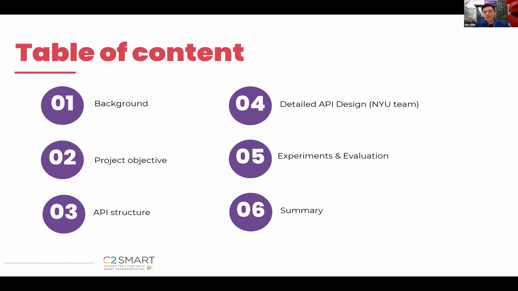Here is the table of contents. It will break down into four major parts, excluding the background and summary: the general project objective, the overall API structure, and some very detailed API design, which will focus on the NYU team part. This is a collaborative project between the NYU team and the UW team, but for this webinar, we will focus on the NYU team part. Then some experiments and evaluation based on these developed tools, and a brief summary.